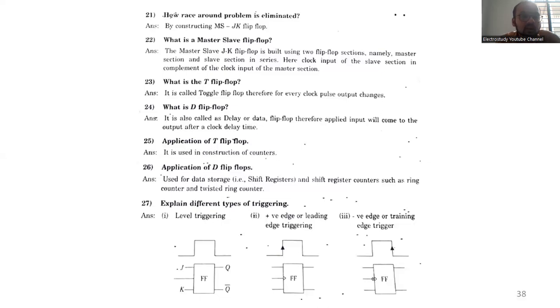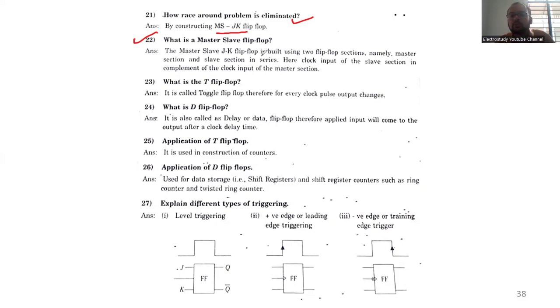It's most important. How is the race around problem eliminated? We already discussed the race around problem. The method of mitigating the race around problem is to use the MS JK flip flop. So you might have heard about the master and slave, right? Master slave flip flop. What is the meaning of master slave flip flop? The master slave JK flip flop is built using two flip flop sections, namely the master section and the other one called the slave section, in series.